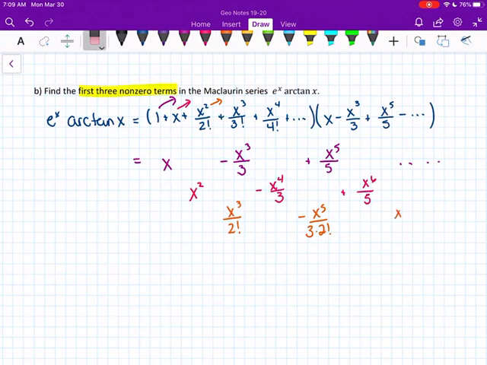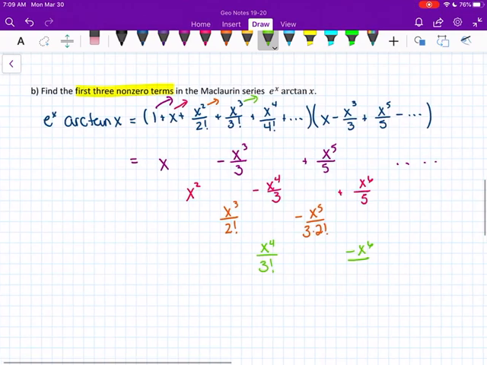We actually probably don't need that because we're only looking for the first 3. And then as we see our next term, when I distribute the x cubed, my first term is going to be x to the 4th over 3 factorial. And then I'm going to have negative x to the 6th over 3 times 3 factorial.